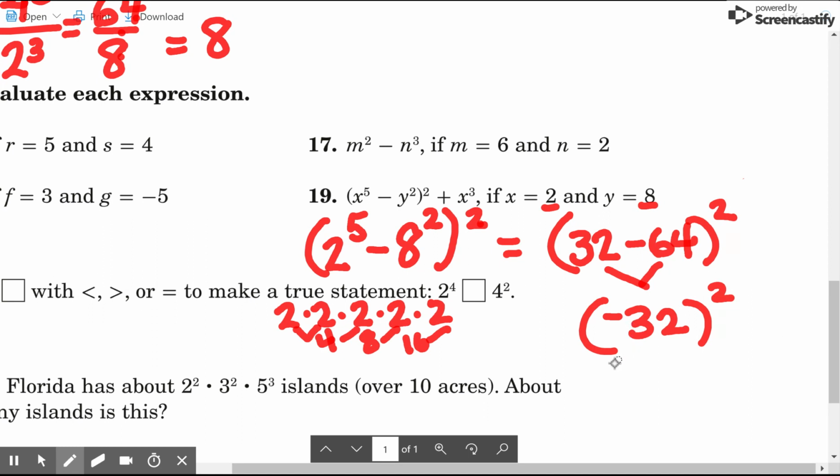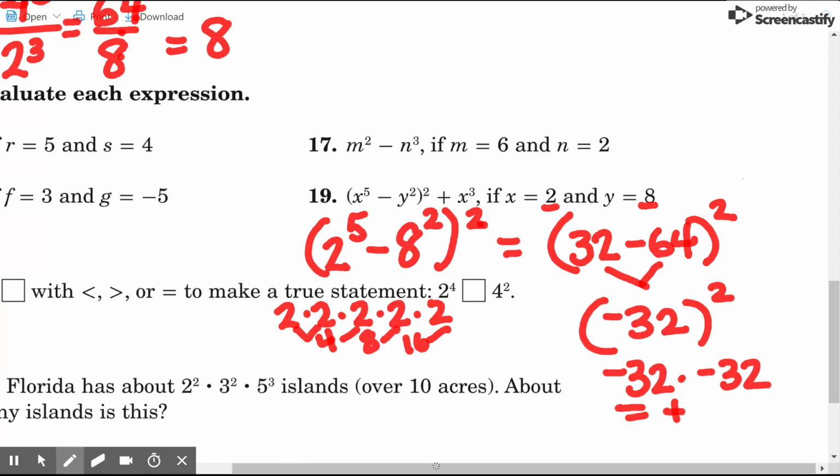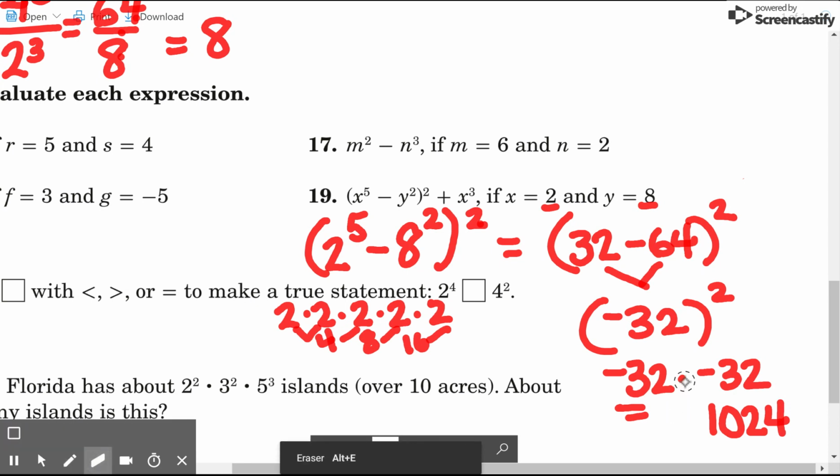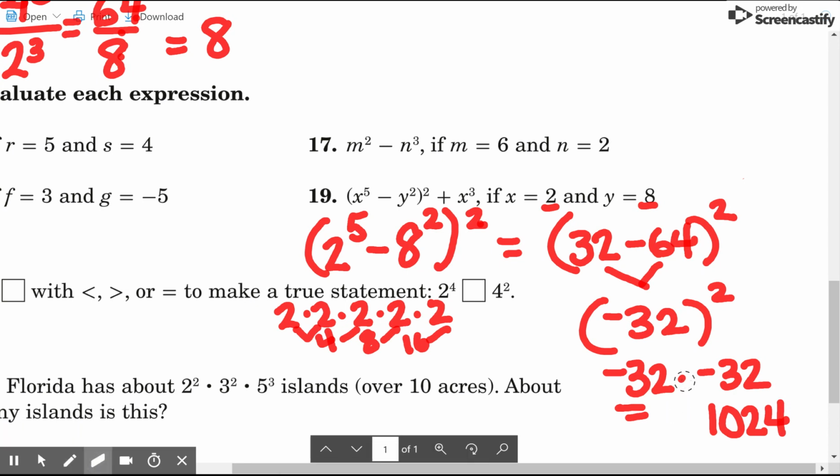So I have a negative 32 times a negative 32, which would be a positive. In this case, I'm going to grab the calculator. 32 times 32 is 1024. And we don't have to write the positive. I just did that to accentuate so that you would know that it is a positive number.